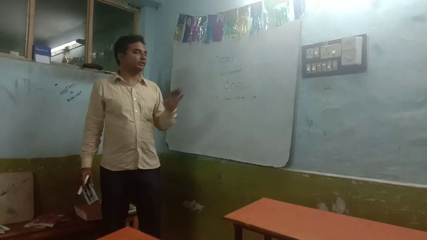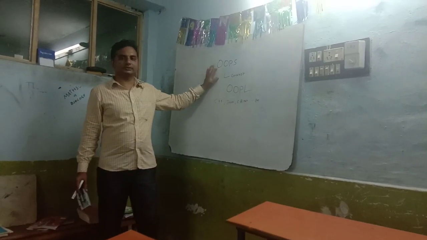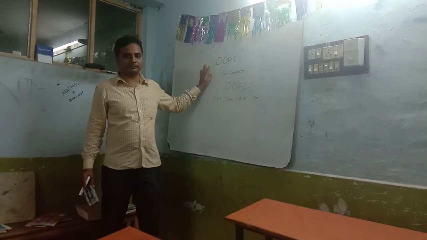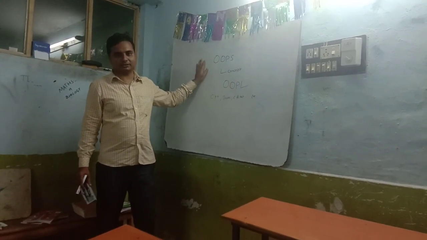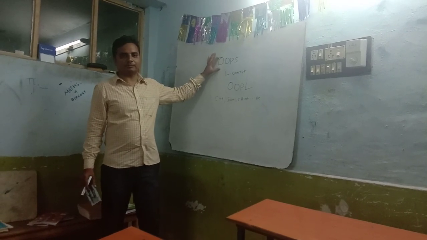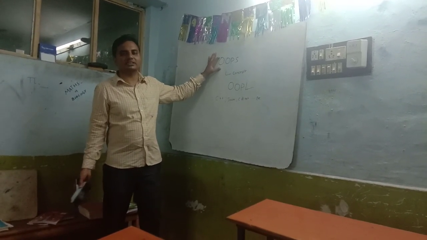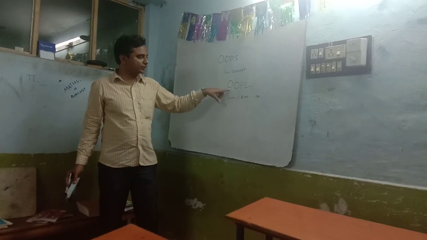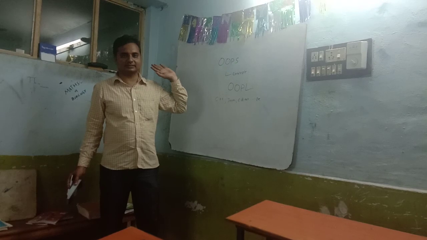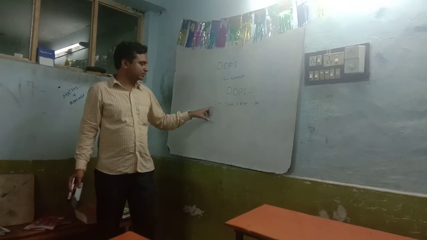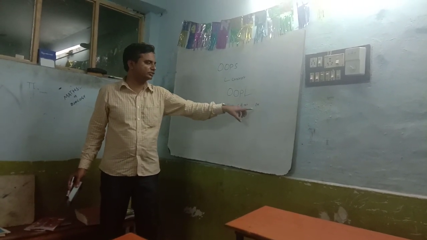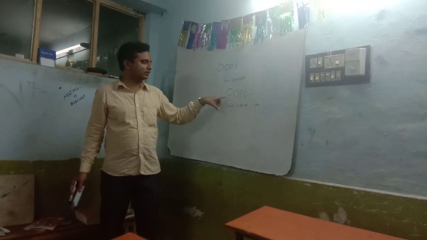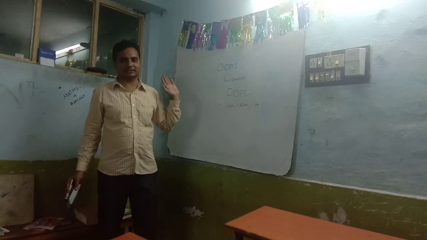Finally, I am giving the conclusion here. OOPS means object-oriented programming system. It is not a language. It is a concept. By using this concept, some languages are developed. Such types of languages are called object-oriented programming languages. For example, C++, Java, C#.NET, and so on. All support OOPS concepts. So, these languages are called object-oriented programming languages.